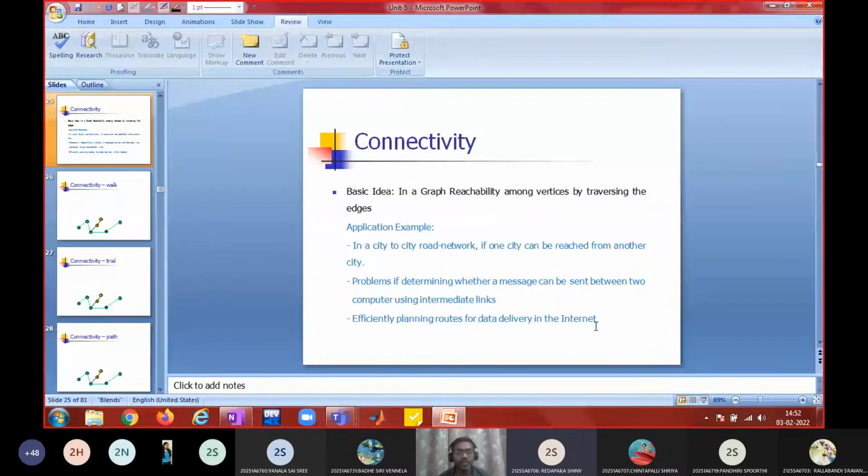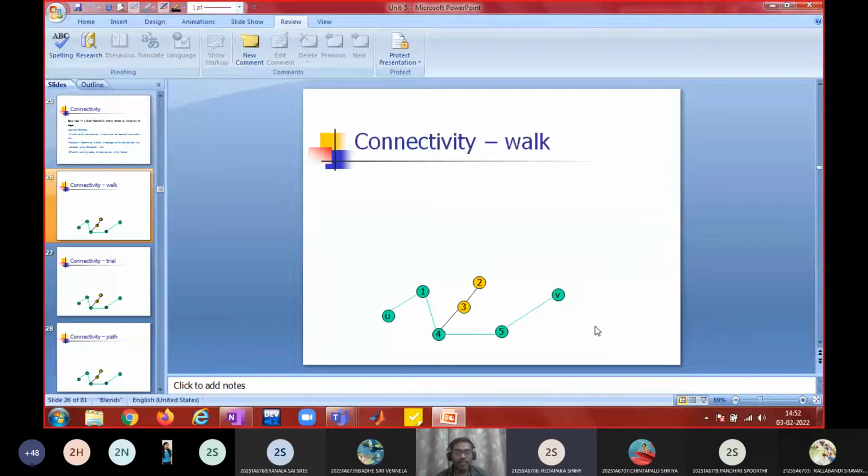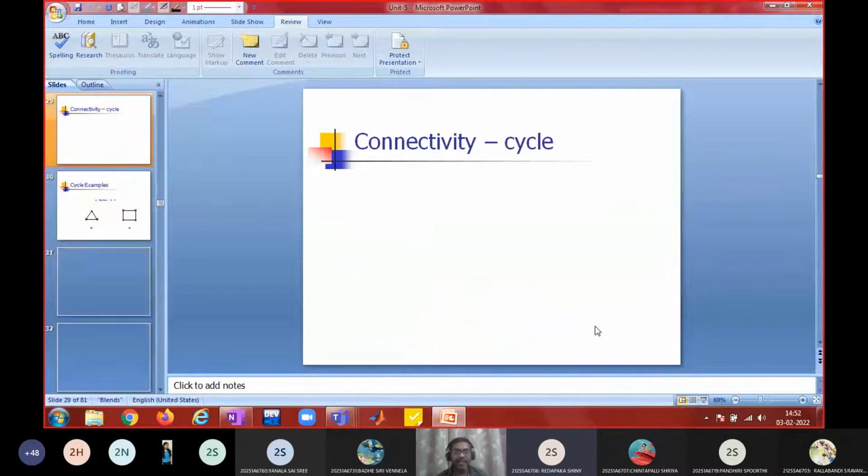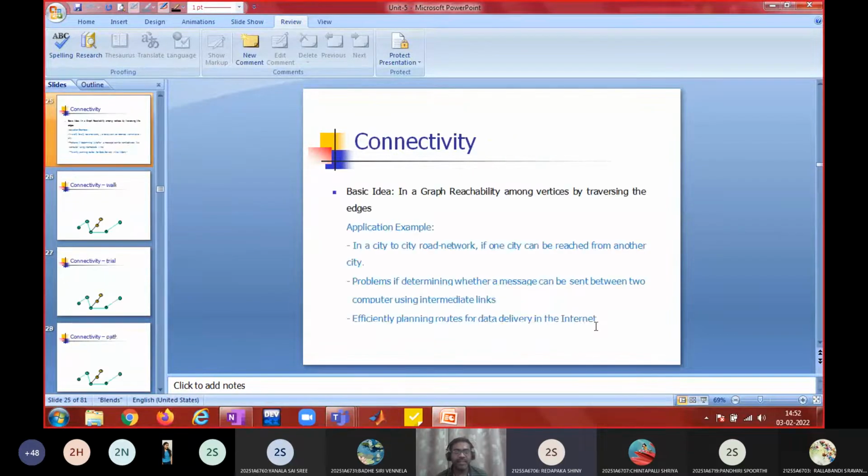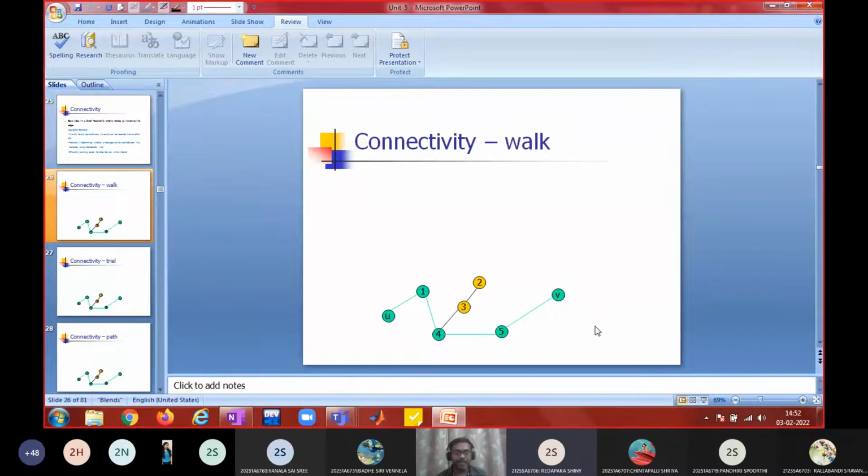Okay, so what about connectivity? What is a walk? What is a trail? What is a path? What is a cycle? So these things we have to see. Okay, so what is a walk? I will write here.